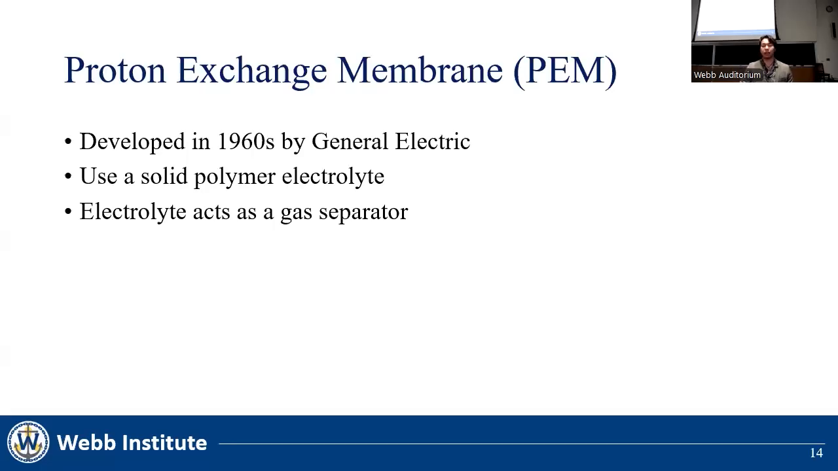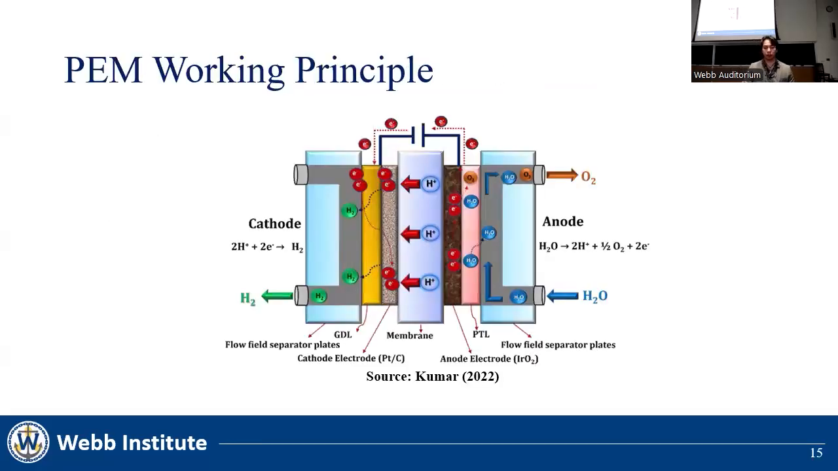Proton exchange membranes, or PEMs, are a type of electrolyzer. They were first developed in the 1960s by General Electric. They use a solid polymer as an electrolyte, and this electrolyte also acts as a gas separator. Here is a basic configuration for a PEM electrolyzer. As seen, there's a cathode and an anode separated by a solid polymer membrane. The water enters in on the anode side. As an electrical current is applied, the water is split as H+ ions diffuse through the solid polymer membrane. They accumulate at the cathode side, where they are reunited with their electrons to form molecular hydrogen.